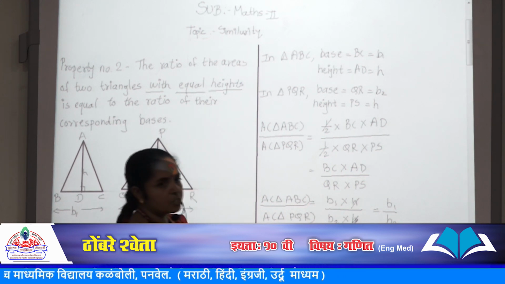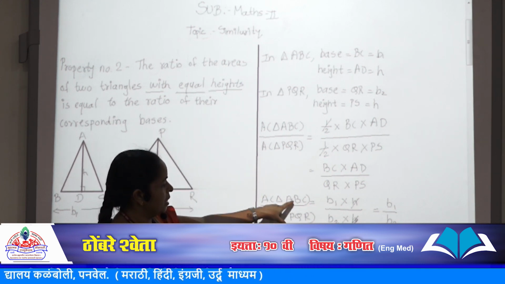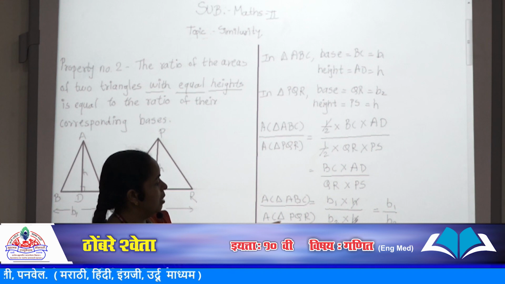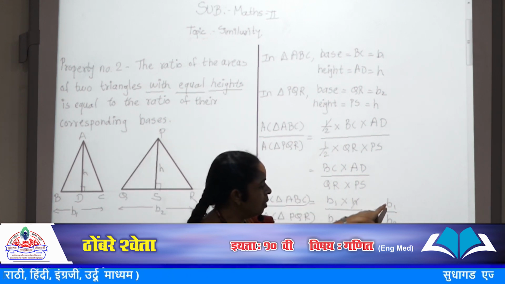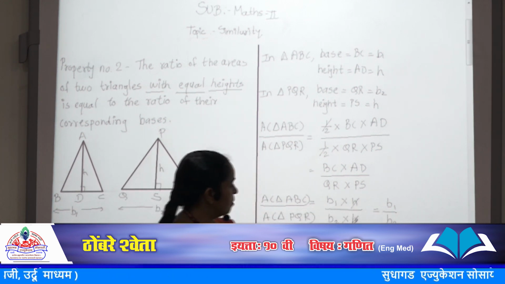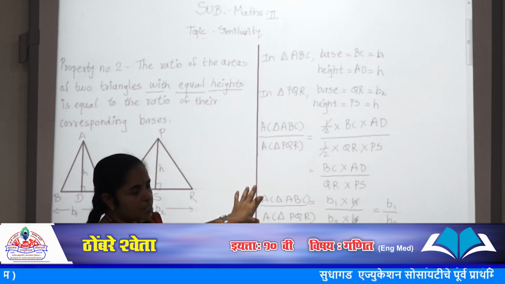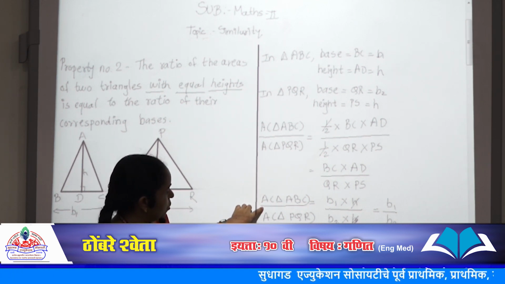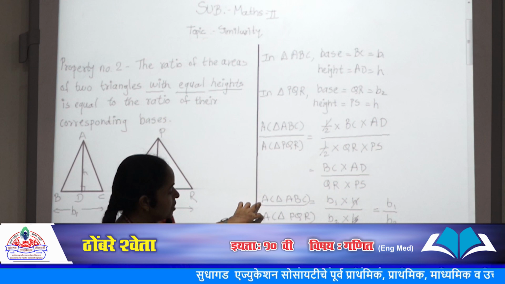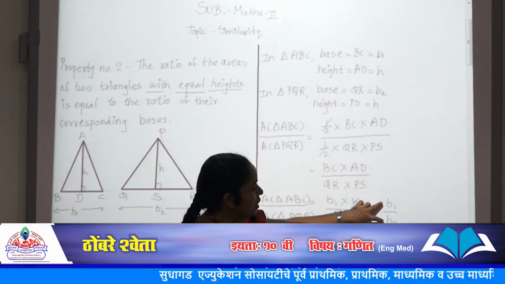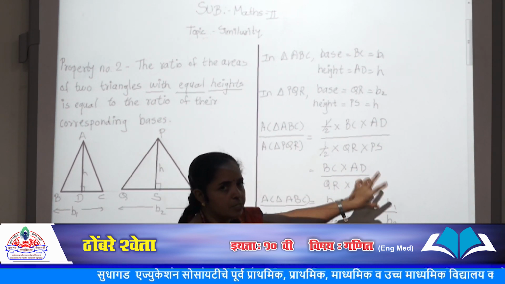So what final equation are we getting here? Area of triangle ABC upon area of triangle PQR is equal to B1 upon B2. That means when both the triangles have equal height, then the ratio of the areas of both the triangles is equal to the ratio of their corresponding bases.